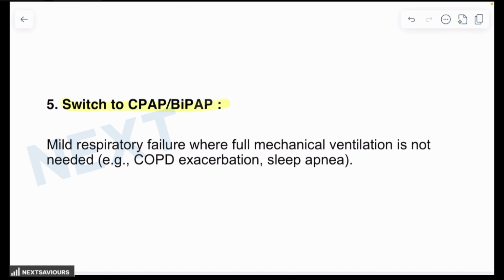Then when to switch to the CPAP or the BiPAP? It is usually indicated in mild respiratory failure where full mechanical ventilation is absolutely not needed, like in case of COPD exacerbation or sleep apnea. If a COPD patient is weaned off the pressure support ventilation and can breathe but still needs some support, then in those cases you can go for CPAP or the BiPAP. Remember, the contraindications, disadvantages or cautions related to the BiPAP have been asked multiple times, and it should not be used in a patient where there is a possibility of aspiration.